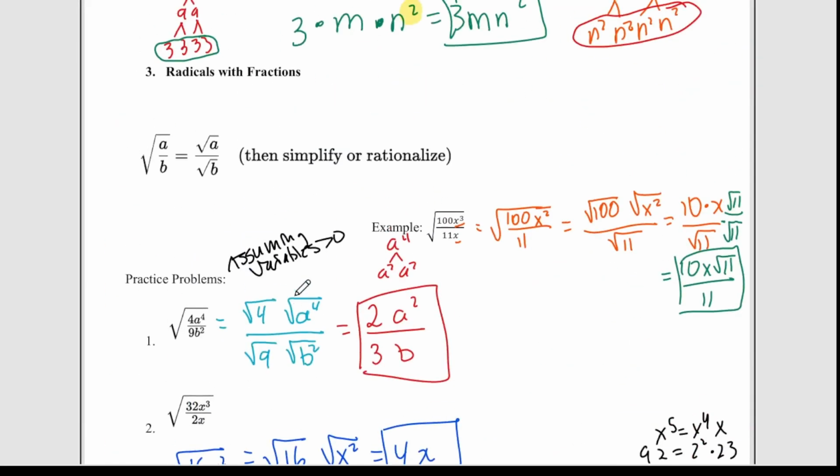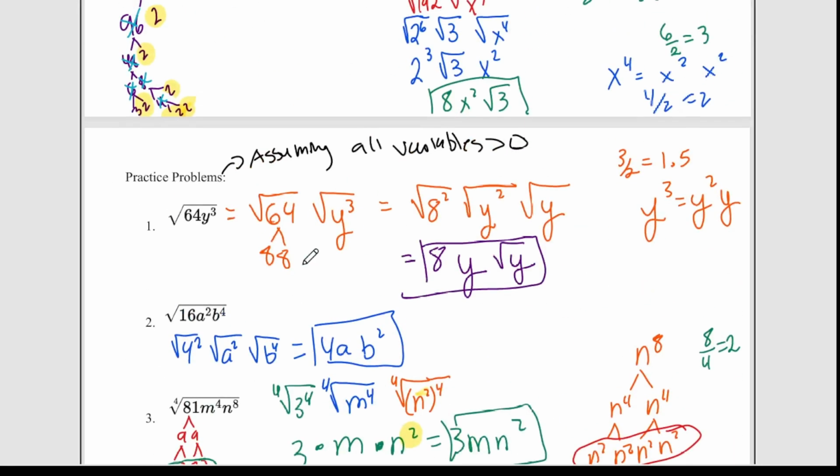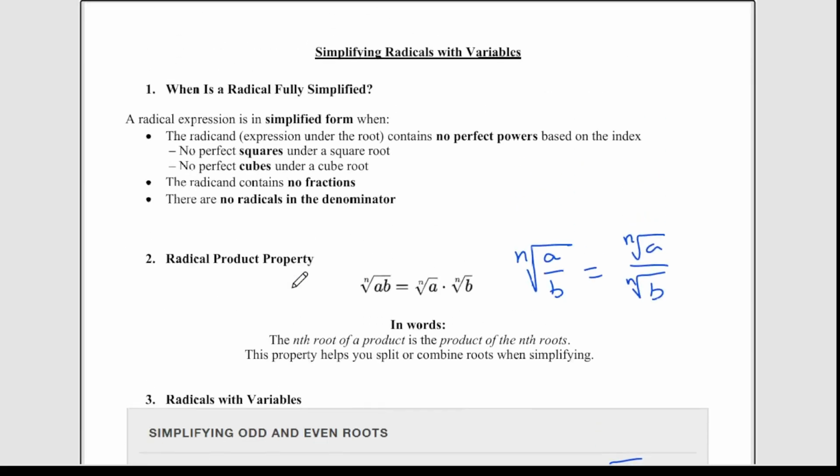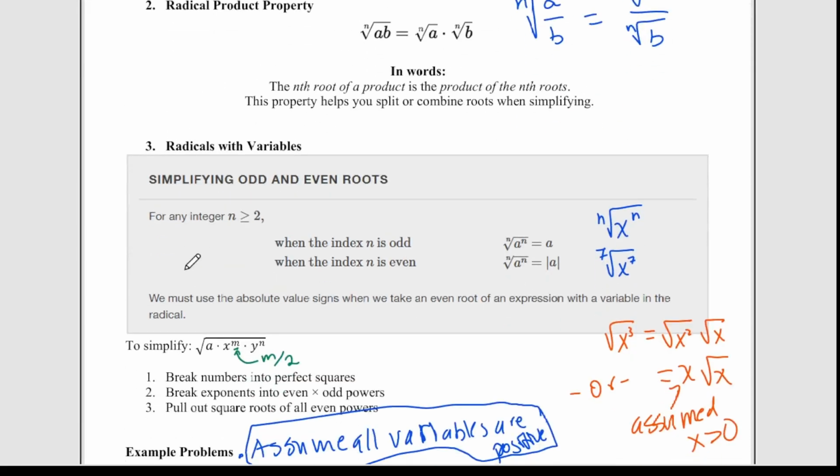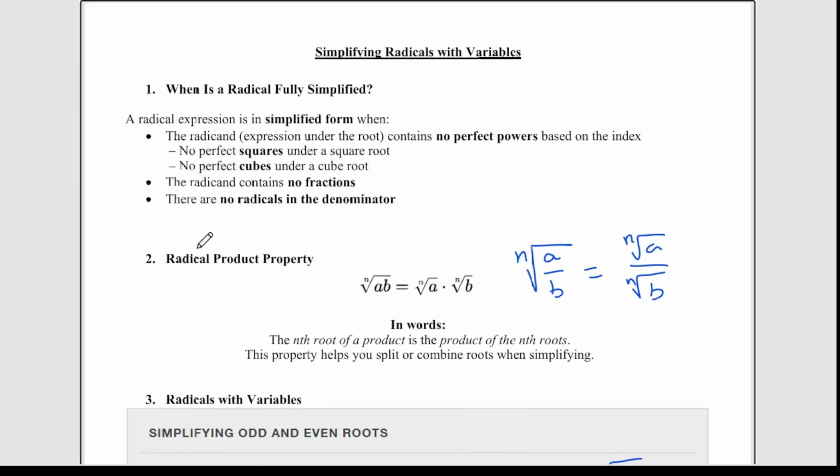And then for all of these, just make note we were assuming all variables were greater than 0 for especially those even roots, because technically otherwise you would have to use an absolute value sign for that. But that's a technicality that won't appear in the practice problems that you'll be doing, but you may eventually come across it in another class.